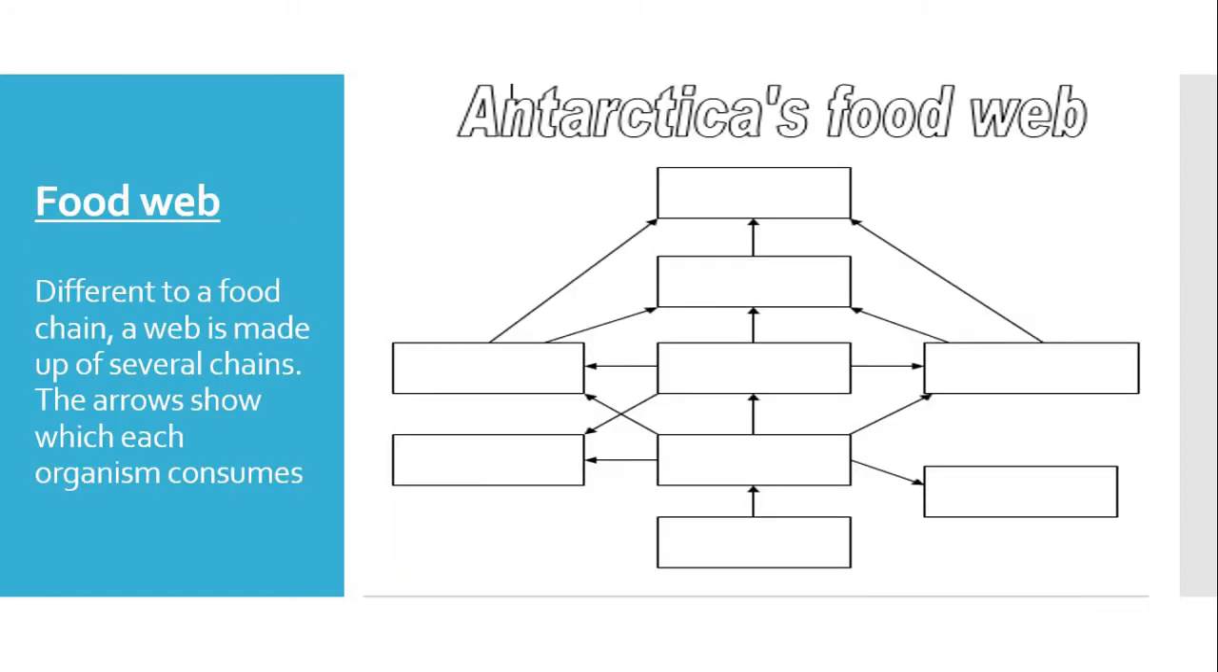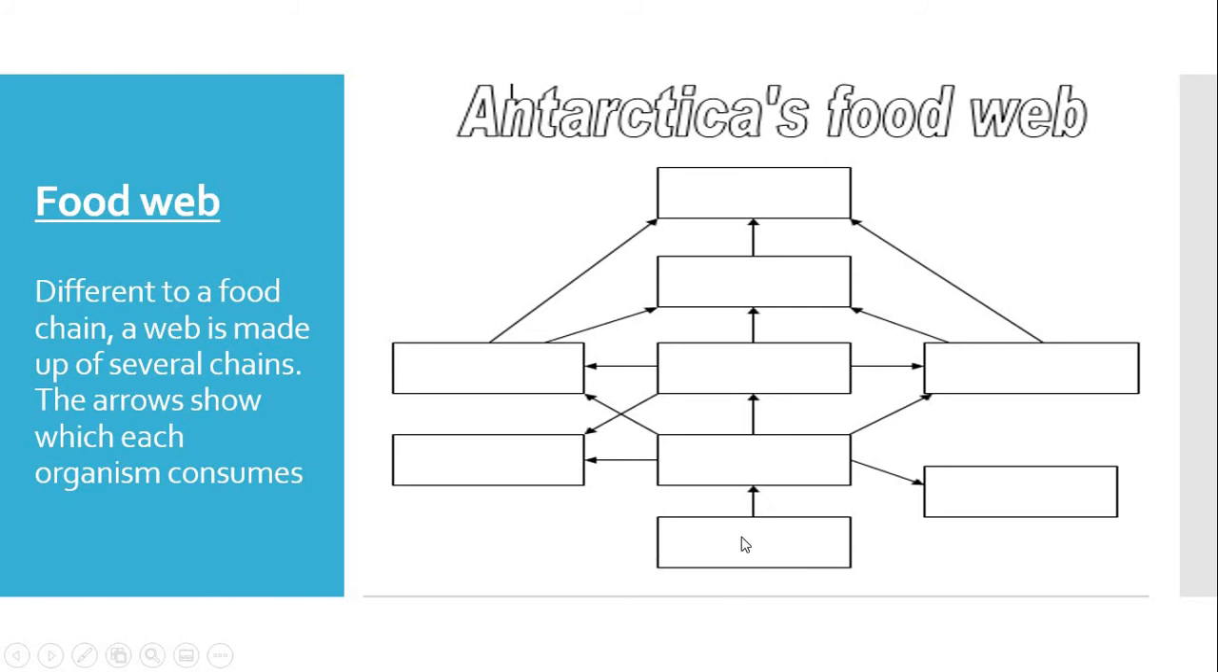Okay, next slide. This is where it gets a bit more complex. We've got Antarctica's food web. So, different to a food chain, a web is made up of several different chains. The arrows show which each organism consumes. So at the bottom is our producer. Then we start to look at primary, secondary and tertiary. Okay, even quaternary.